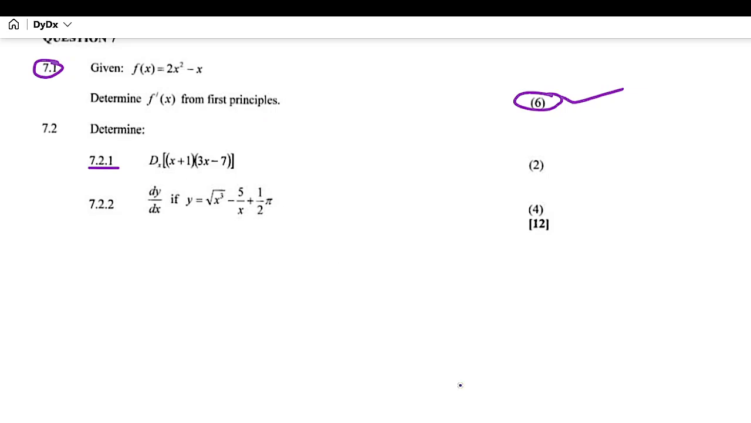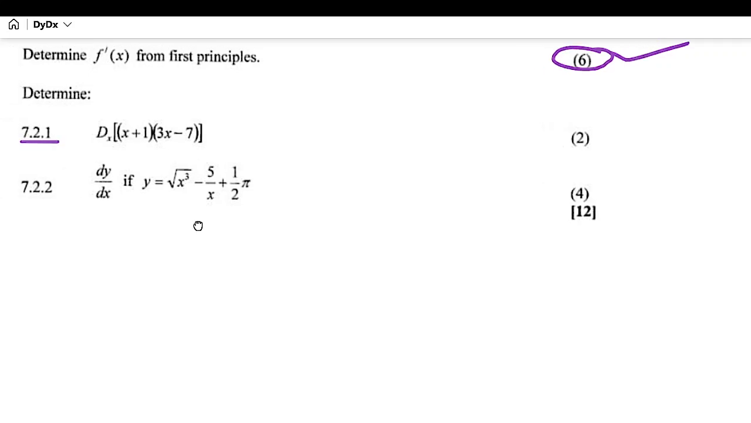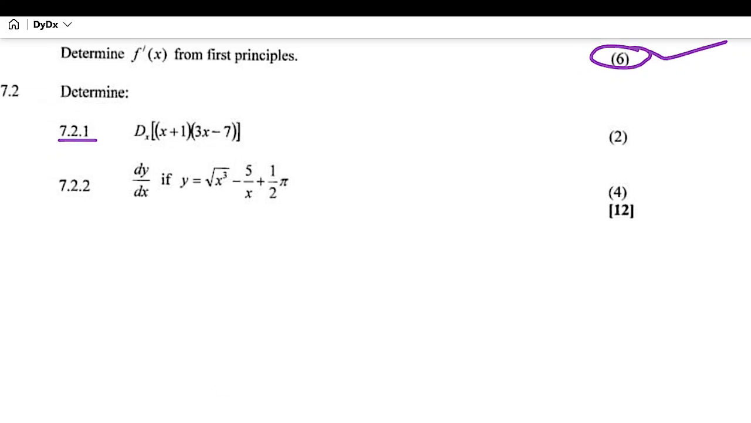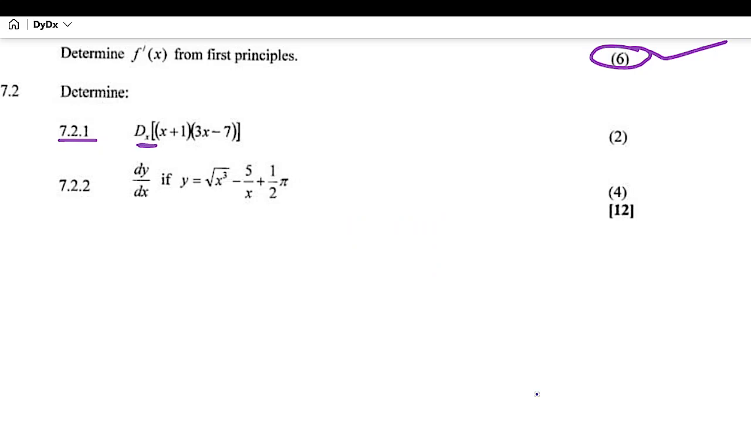So here, guys, we are being asked to differentiate. I'm sure you guys know that this dx here just means differentiate with respect to x. Differentiate or derive, it's the same thing. So whatever it is that you're doing, you need to be focusing on x.